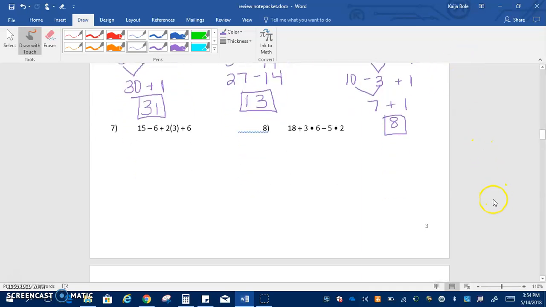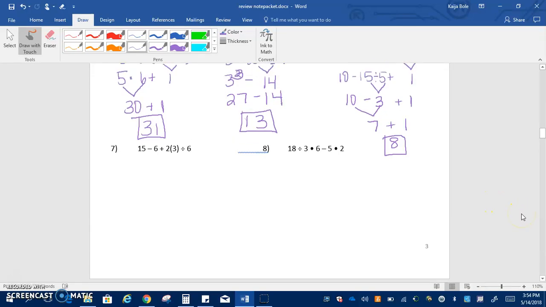Number 7 here, I have no parentheses. So I've got subtracting, adding, and multiplying, and dividing. So I gotta stick with my multiplication and division first, which goes left to right. So first I need to multiply 2 times 3, which is 6, and bring everything else down.